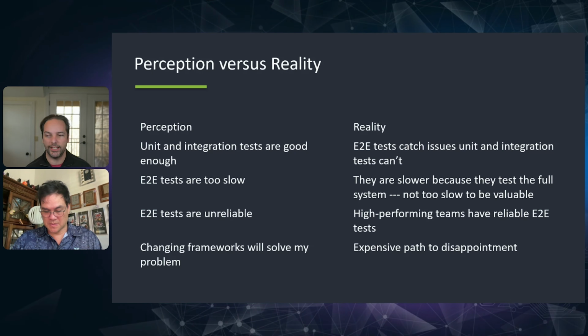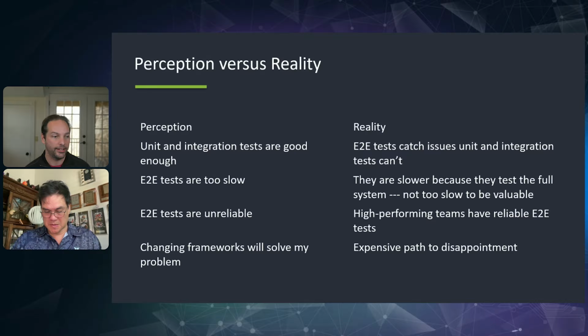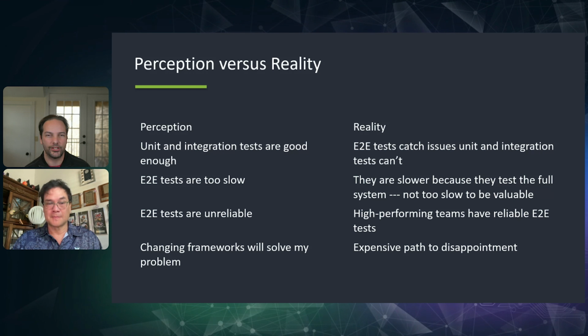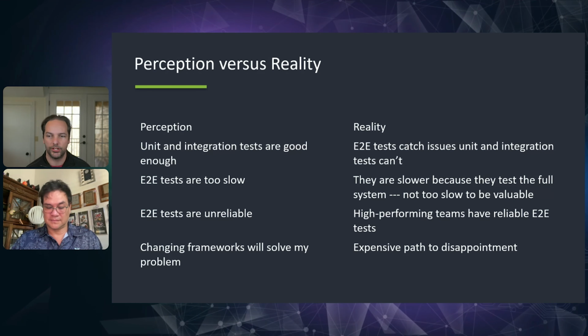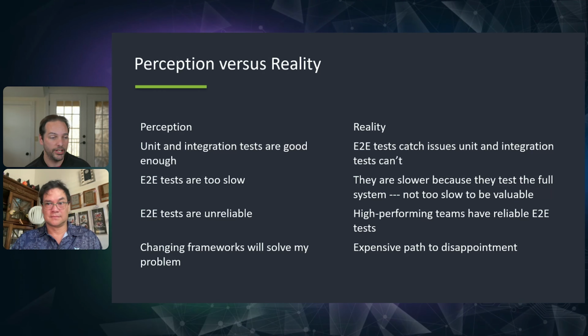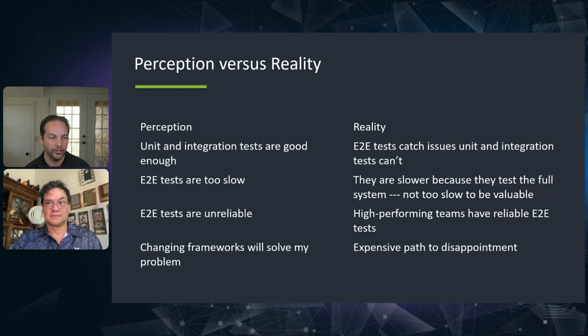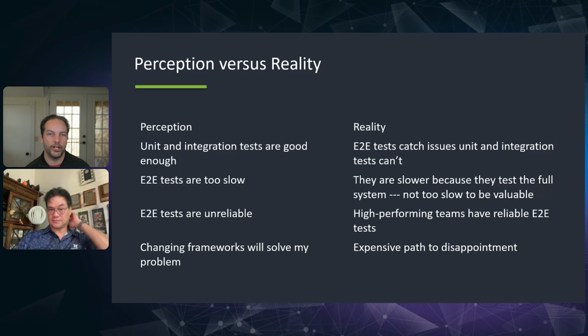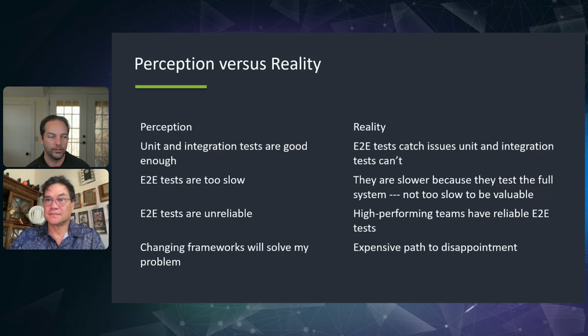Why? Well, the reason is that an end-to-end test is actually testing the full stack or the full pipeline. And so you can run into things like configuration issues, environment issues, integrations with third-party systems that just simply aren't executed by your unit tests. And so if you fail to run those end-to-end tests, you won't catch those issues until much later in the process.